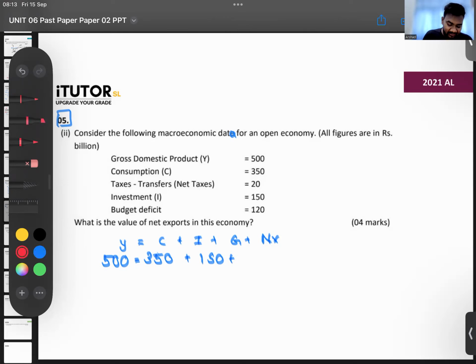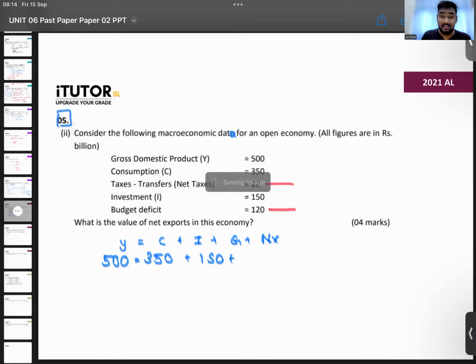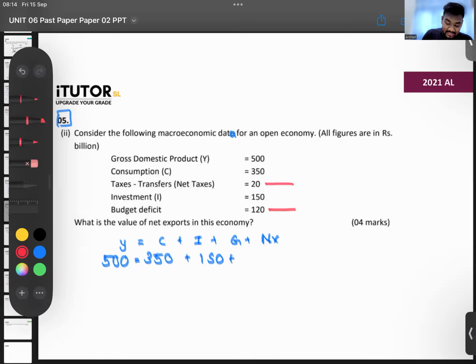How are we going to find government spending? Come on, it's very easy now. They have given us net taxes. They have given us the budget deficit. How do you calculate government spending? Remember the government's budget balance: whatever government earns as revenue, taxes, minus government spending. So how much of a deficit do they have? They have a deficit of 120.